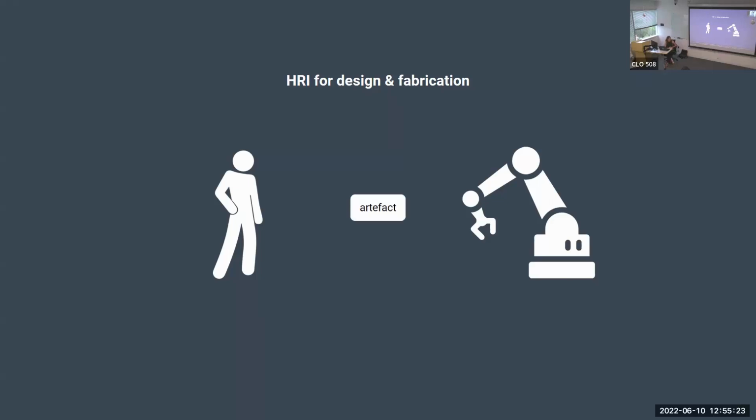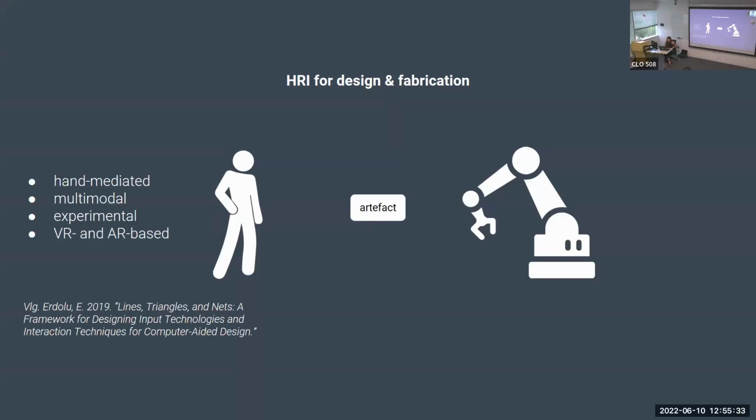It is also essential to human-robot collaboration environments that they operate on the same artifact, some kind of material system. Interaction systems for the user involve hand-mediated systems, so gesture or touch. There are multimodal systems which involve multi-touch, speech, brain-computer interaction. There are some experimental systems which involve emotive measuring with EEG or haptic devices. And there are, of course, VR and AR-based systems.